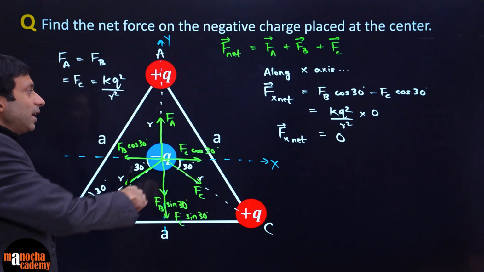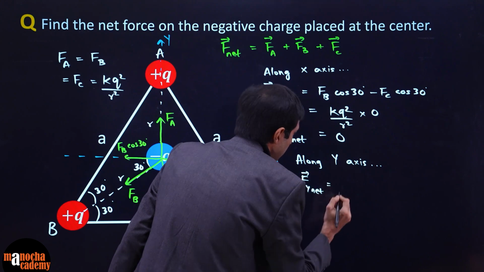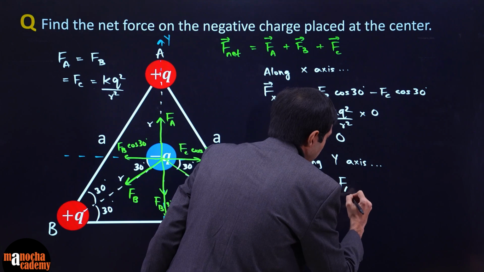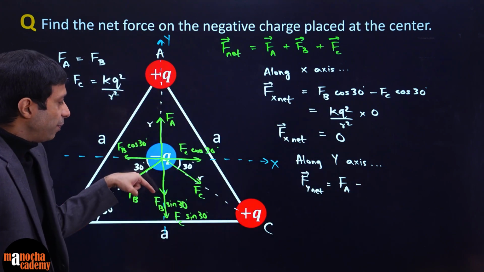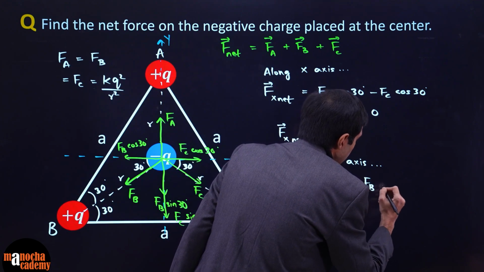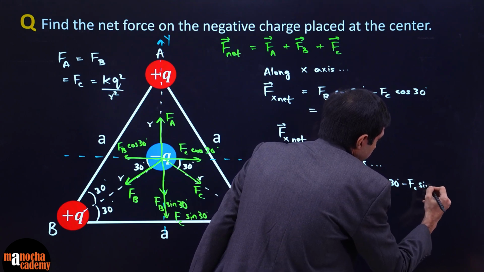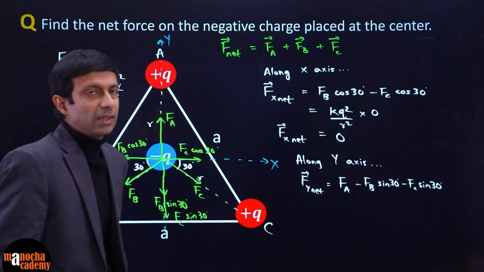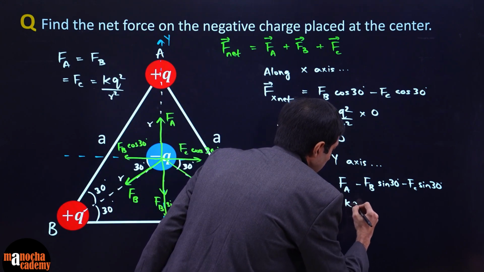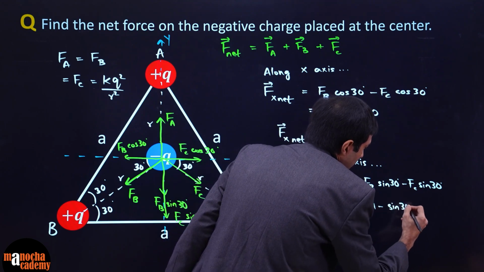Simple. What about the net force along the y-axis? So along the y-axis, the Fy net is going to be equal to Fa, which is along the positive y-axis, minus these two components, Fb sine 30 and Fc sine 30, which are vertically downwards. So minus Fb sine 30, minus Fc sine 30. Now all these forces are the same, as we discussed. So we can take the force common, KQ square by R square, and we'll get 1 minus sine 30 minus sine 30.